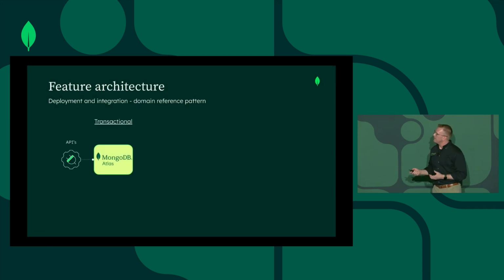So now I want to talk about the deployment architecture. We've talked about the database objects, what those might look like for this feature. Let's talk about how those database objects actually get deployed inside MongoDB.